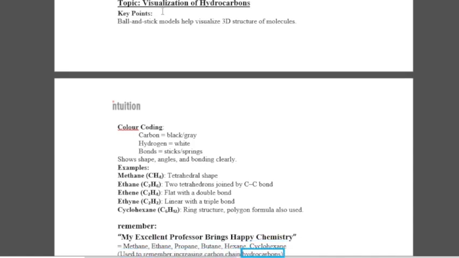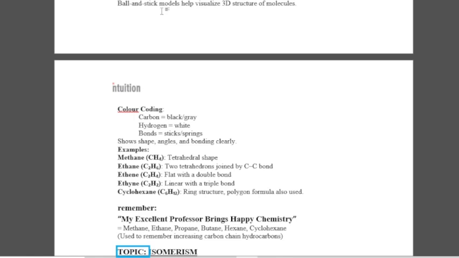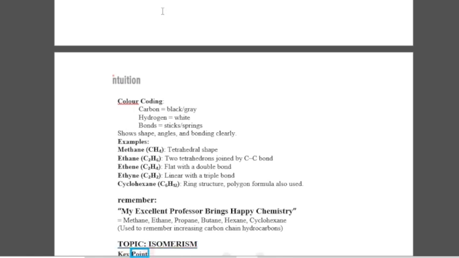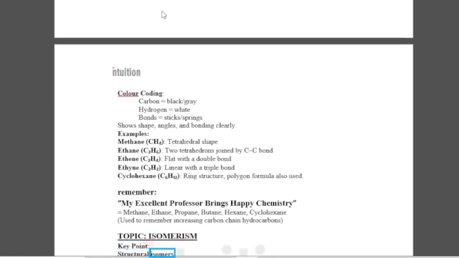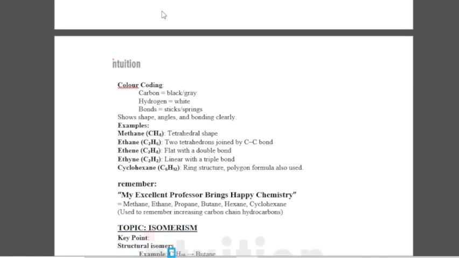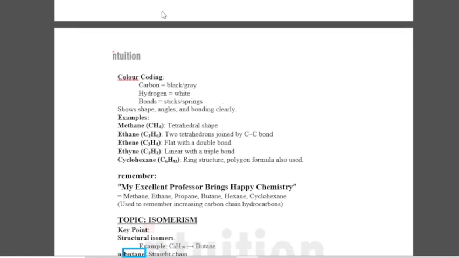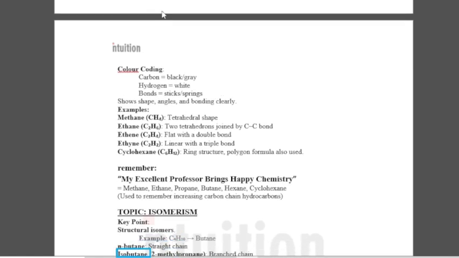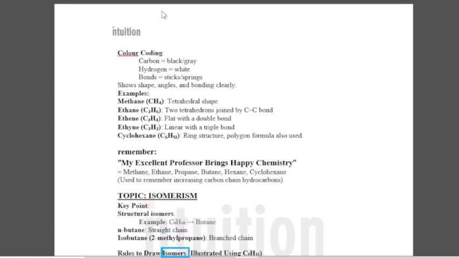carbon chain hydrocarbons. Topic: isomerism. Key point: structural isomers. Example: C4H10, n-butane, straight chain, and isobutane, 2-methylpropane, branched chain. Rules to draw isomers, illustrated using C5H12.